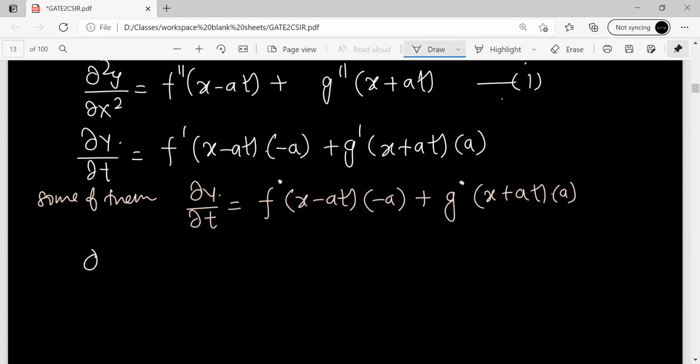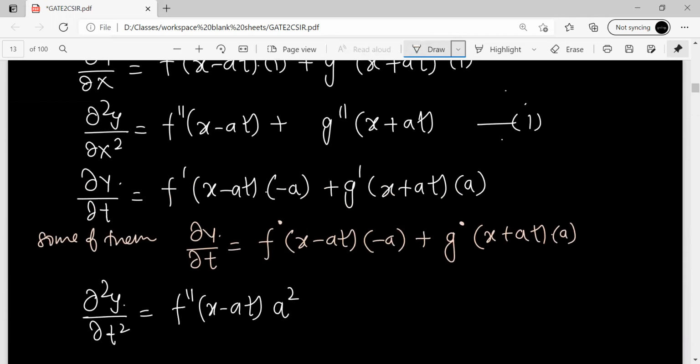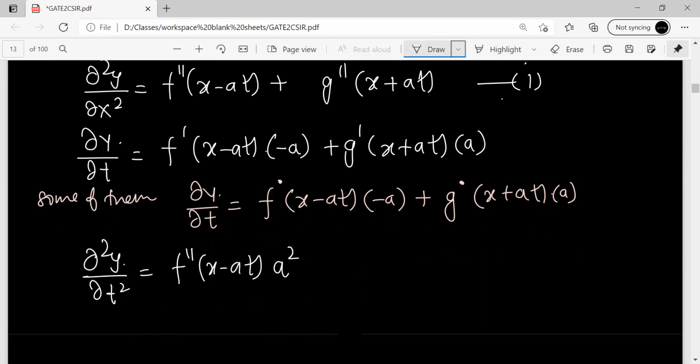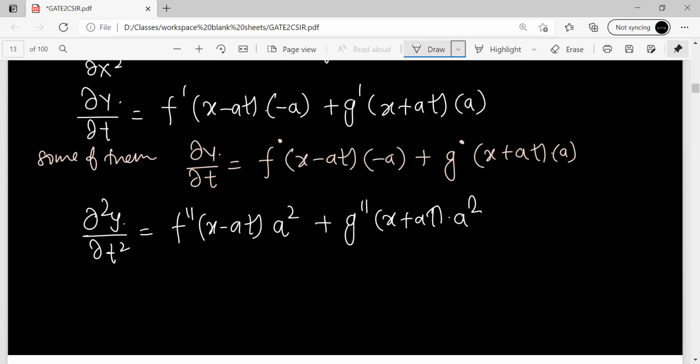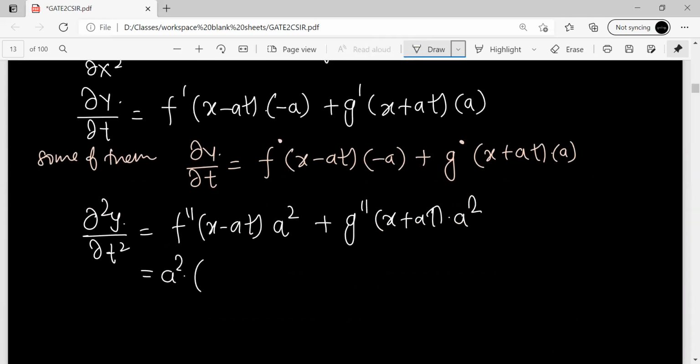Okay, and I'll differentiate one more. So del squared y over del t squared will be simply f double dash of x minus at, and again minus a will come, so it will be simply a squared, and then plus g double dash of x plus at times again a squared, right? And if you noticed, can I think of taking a squared common? Then I'll be getting f double dash of x minus at plus g double dash of x plus at.